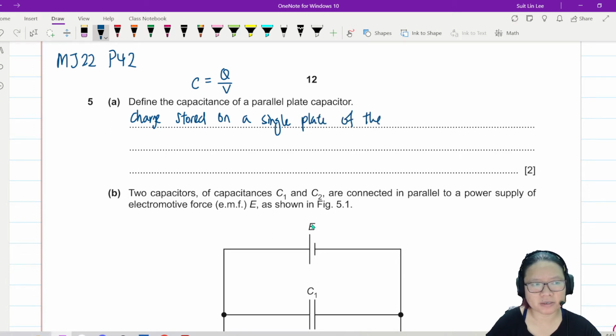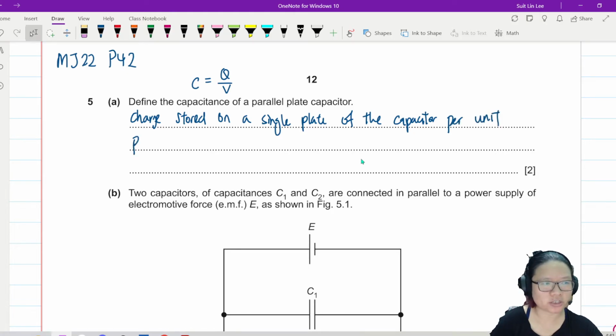of the capacitor, that will be Q over V. So per unit potential difference across the plates.